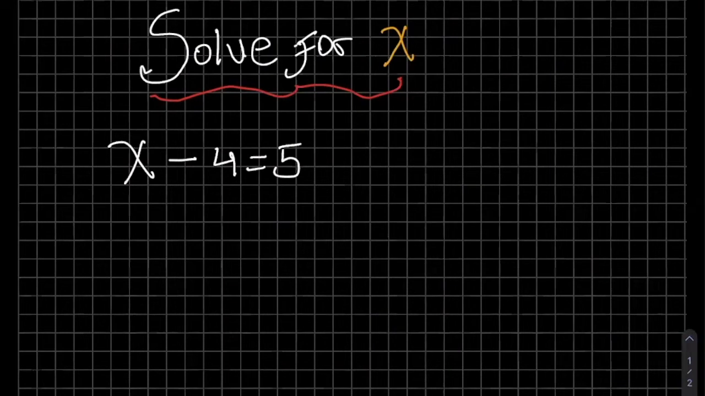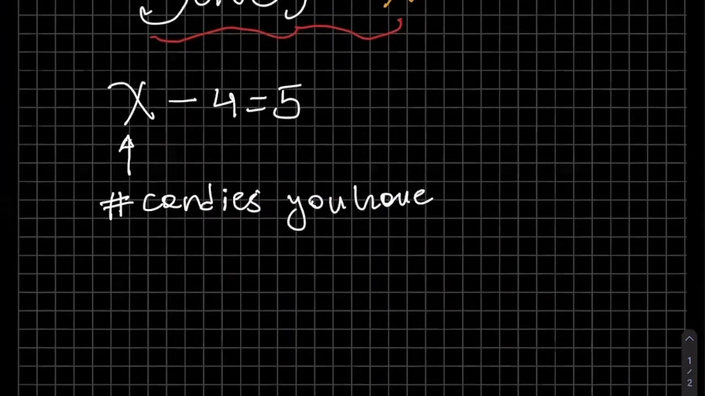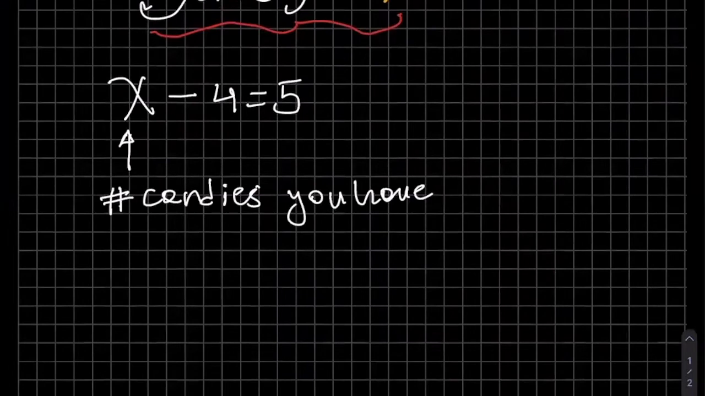The best way to understand it is, let's assume x represents the number of candies you have. So if you subtract 4 candies from the total number that you have, then you have 5. This is how we can approach the problem.